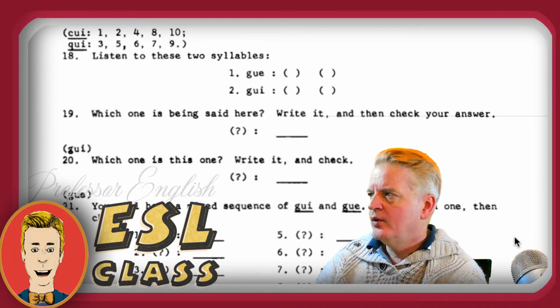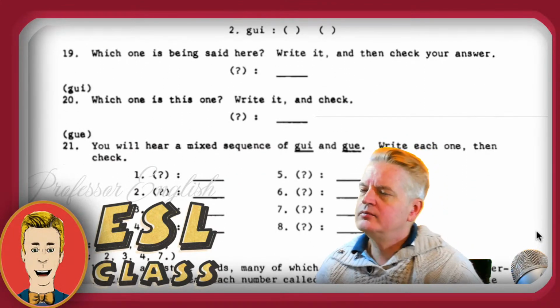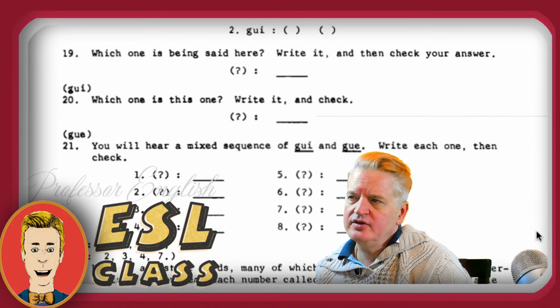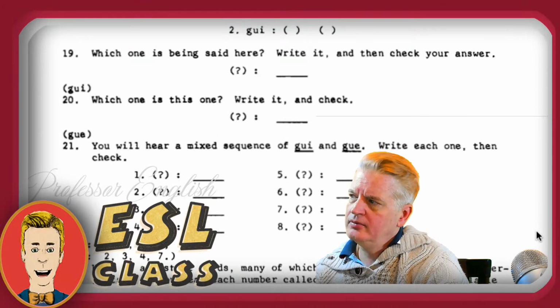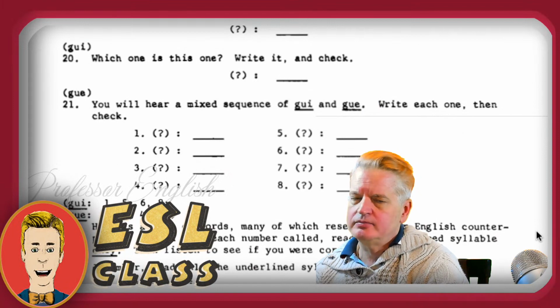Number 19. Which one is being said here? G-U-E or G-U-I? Gi. G-U-I. Number 20. Which one is this one? Write it and check. Ge. Ge.